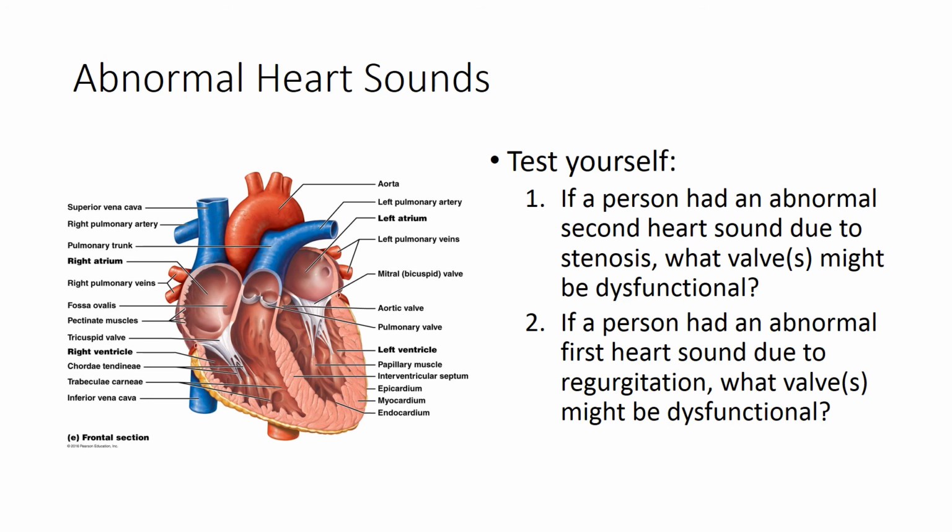Now that we've talked about these abnormal heart sounds, this is a good opportunity to test your understanding. So I gave you two situations. The first one's this problem with stenosis. The second one's a problem with regurgitation. And you're going to identify what valve or valves might be dysfunctional. So when you're thinking about these situations, you want to think about the timing of the cardiac cycle and if these valves should be open or closed during those times, and that should help you identify where these problems lie.